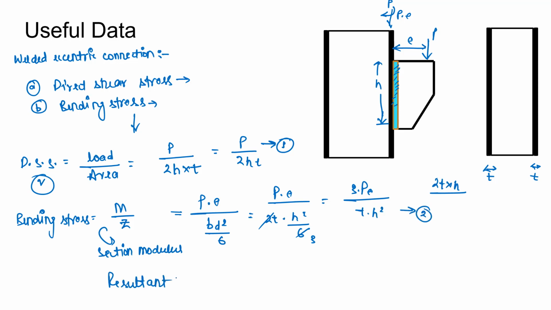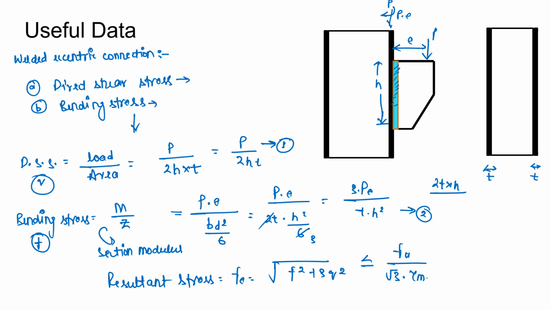As per our code, the resultant stress Fe will be, if direct shear stress is Q and bending stress is F, we can write resultant stress Fe equals root of F square plus 3Q square, which should be less than the permissible limit, which is Fu upon root 3 into gamma mw.